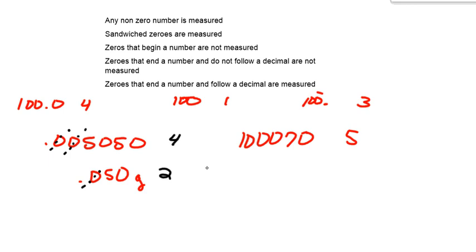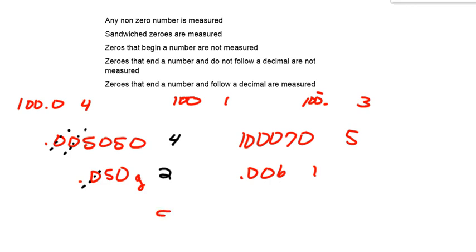Hopefully the pattern is starting to make sense. All right, what about the number 0.006, and that's all we got. Well, there's no ending zeros. We know the 6 counts. These zeros begin the number on the left side. Those never count, so this one just has 1.